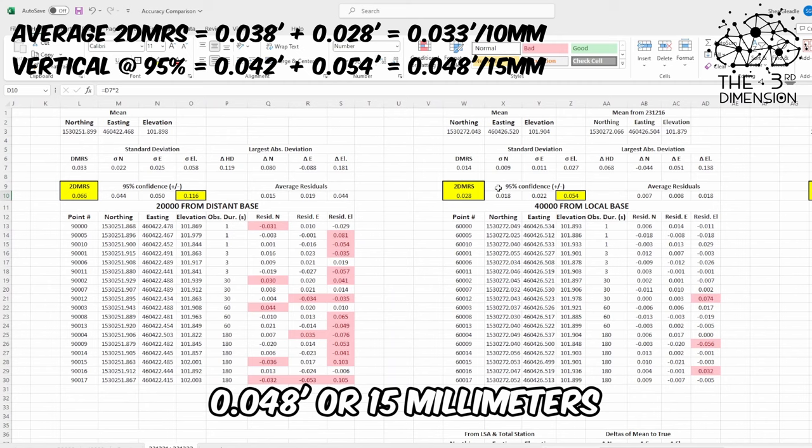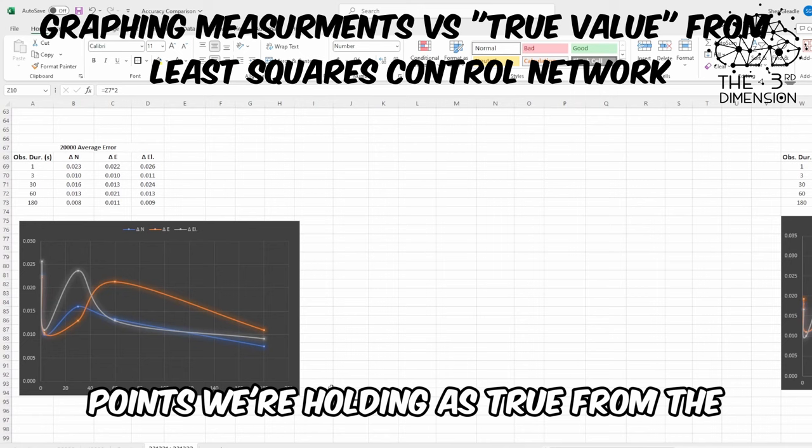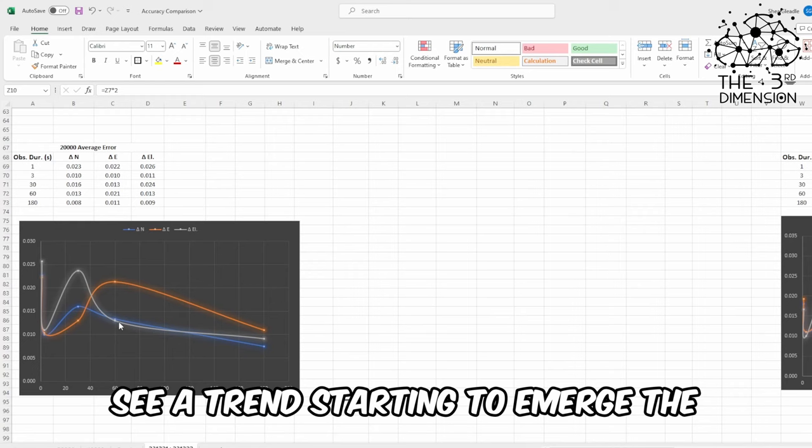If we look at the following graphs that compare the average error in coordinates of the measurements to the value of the points we're holding as true from the redundant total station least squares adjustment grouped into observation duration, we can see a trend starting to emerge. The longer the observation, the smaller the error.